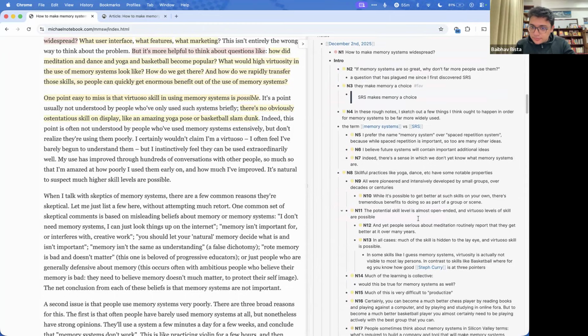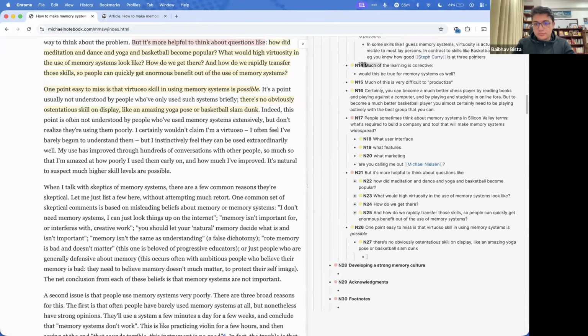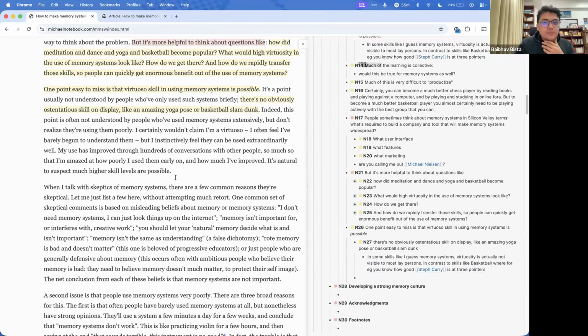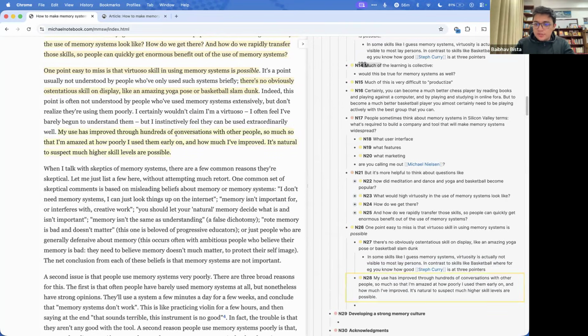I think I wrote it down. Yeah, actually, I was talking about that. And I think he's coming to his point, how to make memory systems widespread, or build a genius around them in a way. And he says how his use is improved through hundreds of conversations with other people. Right? This is an important thing.